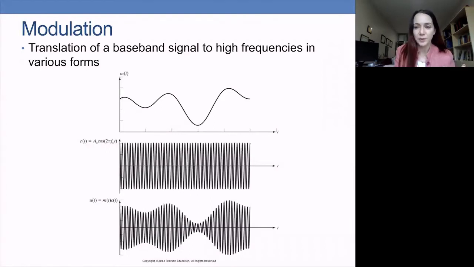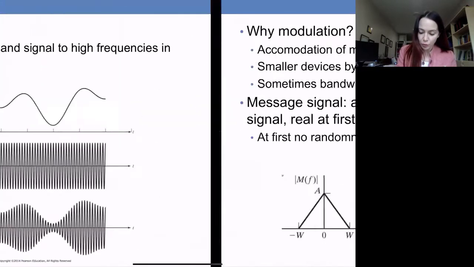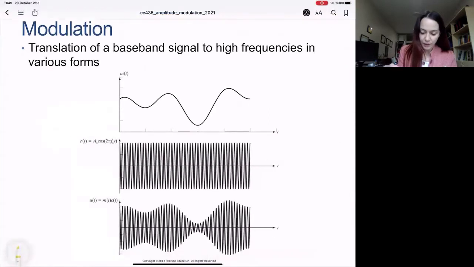In communication, most of the time, modulation is used to take a baseband signal, which is at low frequencies, and put it in a high frequency band, which is suitable to the transmission medium and to the transmission band that we're allocated. Okay, so in this example, you see a message signal, M of t. Okay, M of t is the message signal here.